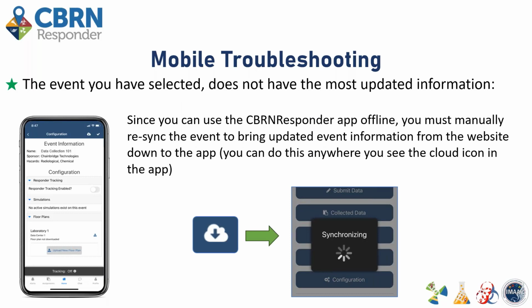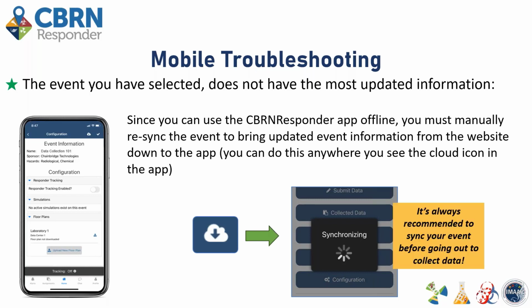Another issue that could occur is that if you have your event selected, it could have some outdated information. Same reason I mentioned earlier, because you can use CBRNResponder offline, you must manually resync the event to bring any updated event information from the website down to the application. So this could be if you're added to a field team, if equipment was added, if floor plans were added. This is all information that you're going to need to manually sync down. We do recommend to always sync your event before going out to collect data, so that when you're out in the field, you have as updated information as possible.